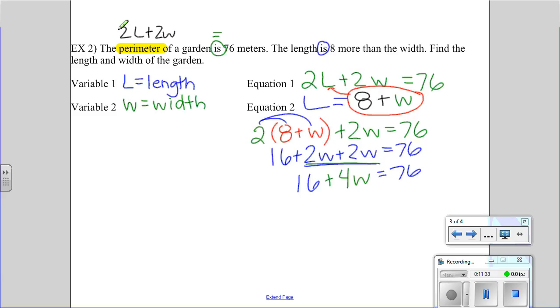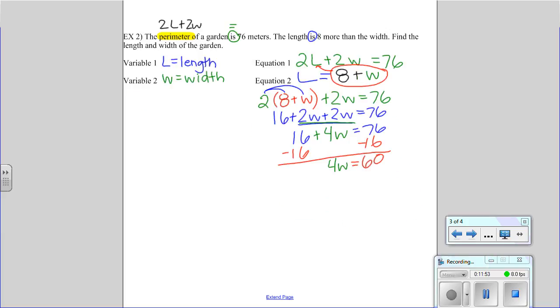Ashley, what would I do next? Good job. 76 minus 16 is 60. I still have 4W over here. Jamie, what would I do next? Divide by 4. And what's 60 divided by 4? 15 what? Meters. You're going to make sure we put labels on these.